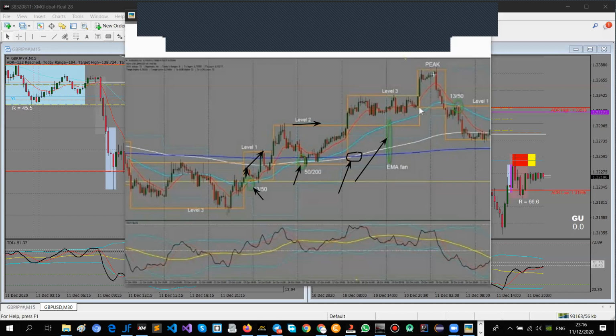Then the peak was formed here. How do you see that the peak was formed? The peak was locked here. There was peak lock shown by the 13 and 50 crossover there. That shows us that the peak was locked, and it shows that you are now in level 1.